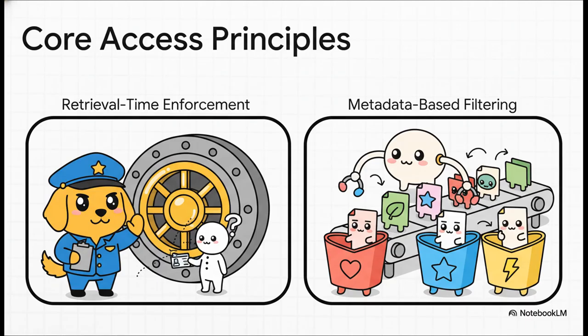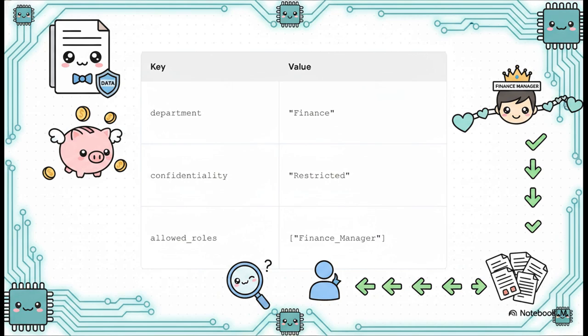Well, that brings us to the second concept, metadata-based filtering. You basically tag every single document with rules about who can see it. And here's a really simple example of what that metadata looks like. This document is tagged as belonging to the finance department, its confidentiality level is restricted, and only users with the finance_manager role can see it. So when a query comes in, the system just checks the user's role against this metadata before it even considers retrieving the document. Simple as that.